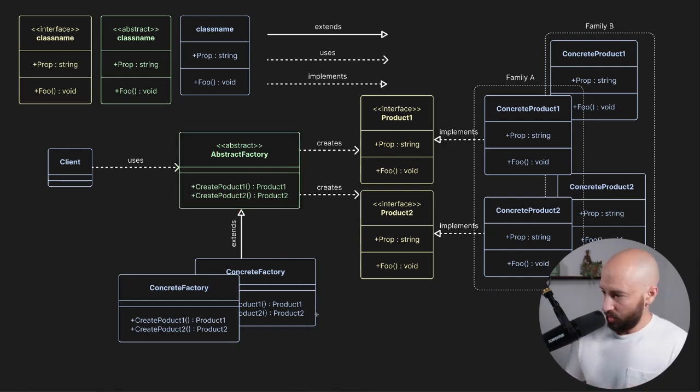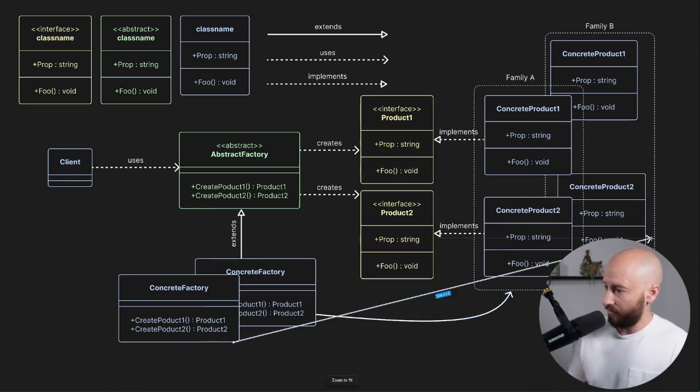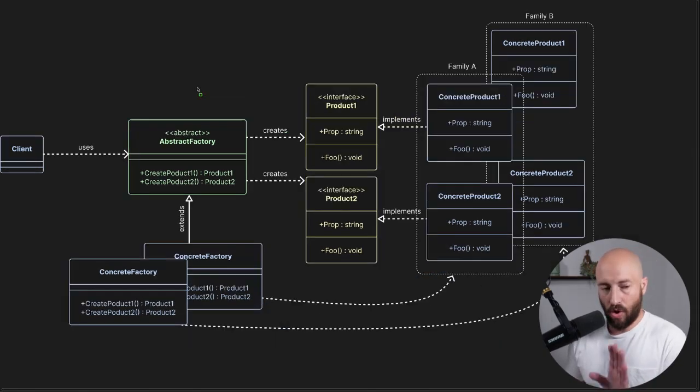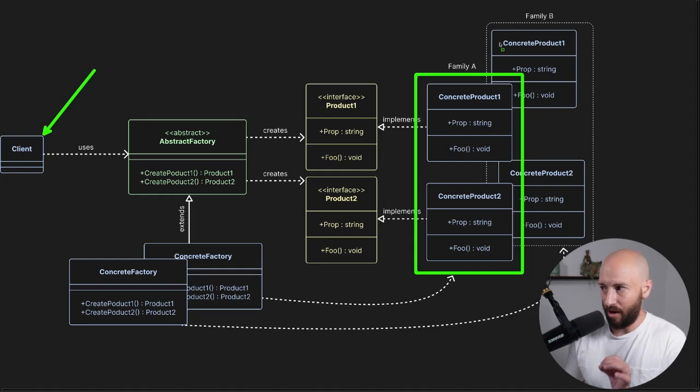So just to complete this example, let's add a line over here between this concrete factory and this family, and let's add another line from this concrete factory to this family, representing that this knows how to create this family and this knows how to create that family. So overall, what we have is the following. We have the client, which cares in the end about families of objects.